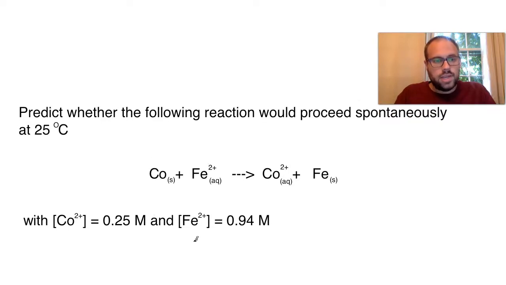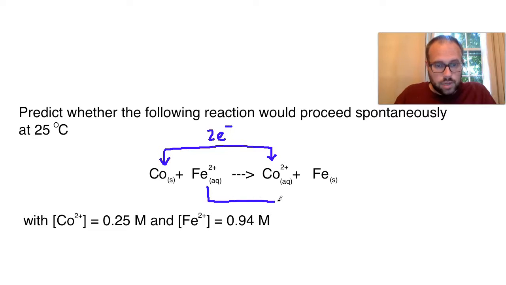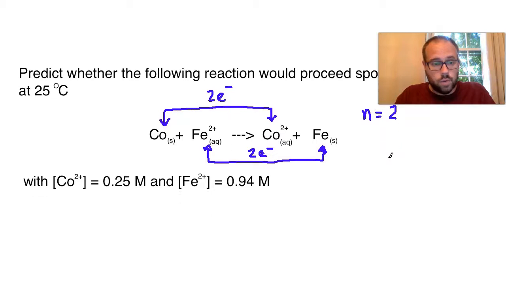Right here it says predict whether the following reaction would proceed spontaneously at 25 degrees Celsius. It's got solid cobalt and iron 2+ going to cobalt 2+ and iron solid. What we're taking a look at here, you can see the cobalt is being oxidized. It's losing 2 electrons. And in the process, iron 2+ becomes iron solid, so it is gaining 2 electrons through reduction. So in this case, n is going to equal 2, and we'll want to keep that in mind because that's going to go into the Nernst equation when we're working with it.